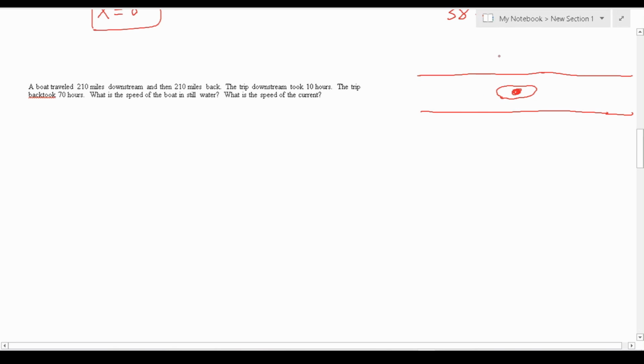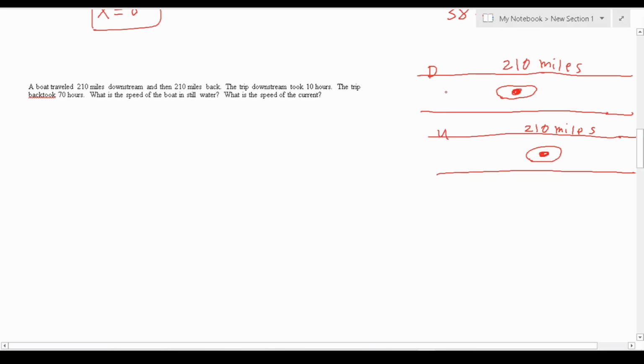Okay, the total distance traveled is going to be 210 miles. That's downstream, one way downstream, and then let's make this our upstream. Again, same distance. So in this case, let me call this downstream, and this is going to be upstream.